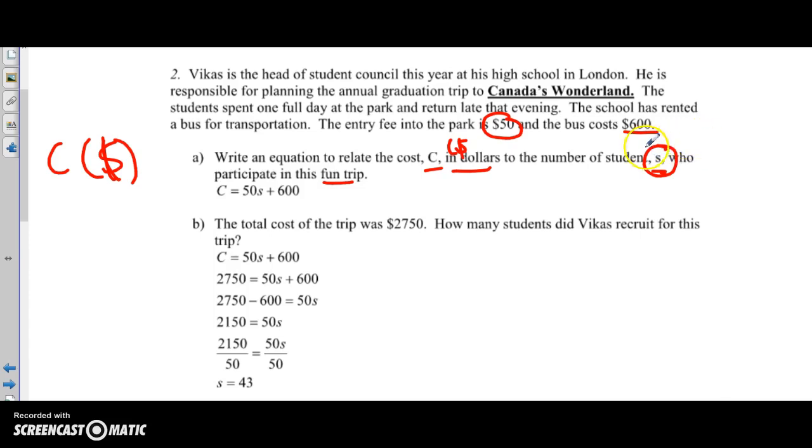S is the number of students, so the answer is here. Let's try to make sense of this. It's $600 to get in, right? And then you also add to that 50 times the number of students that go.